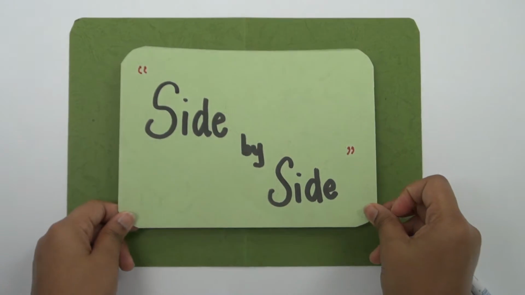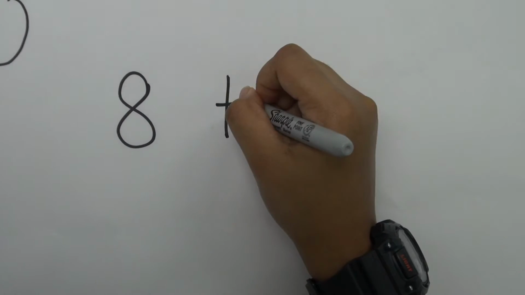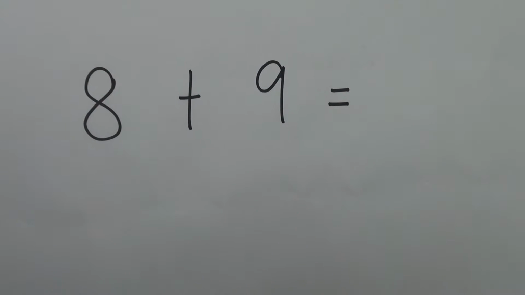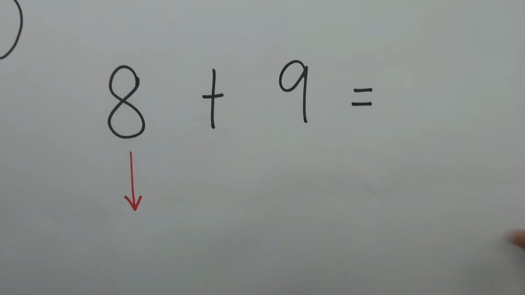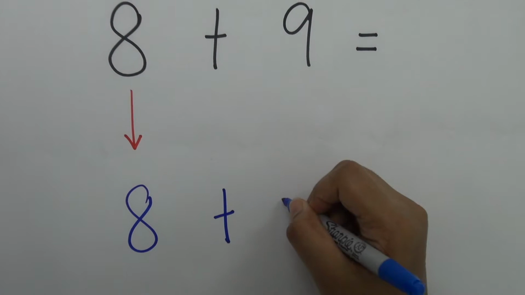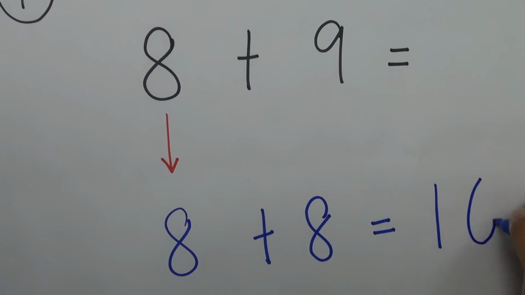Another strategy is called side by side. Notice in the number sentence, the 8 and 9 are right next to each other when counting on the number line. Therefore, the rule for side by side is to take the smaller and double it. Once we double the smaller, 8 plus 8 equals 16.